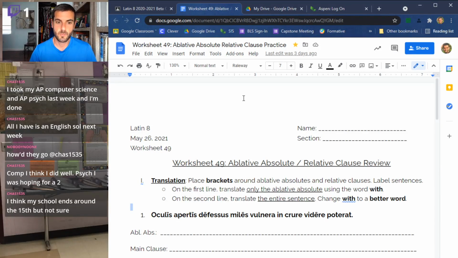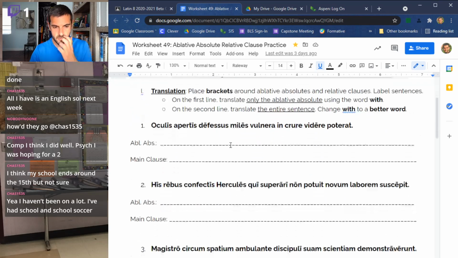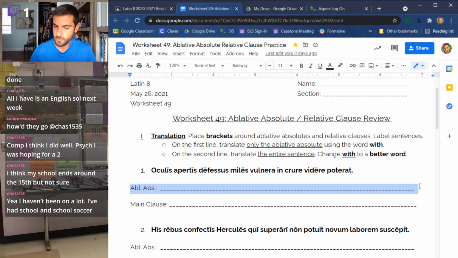Worksheet 49. A little bit of a review here. Ablative absolutes, obviously we've been working on for a while. Relative clauses are kind of new. Yeah, it's been crazy. Everybody's busy. So each one of these 5 sentences is guaranteed to have an ablative absolute because there is a line for it. So we should be on the lookout for it. They're also going to have relative clauses as well.